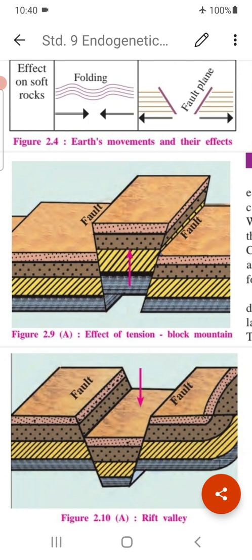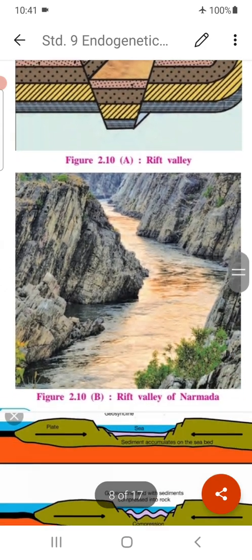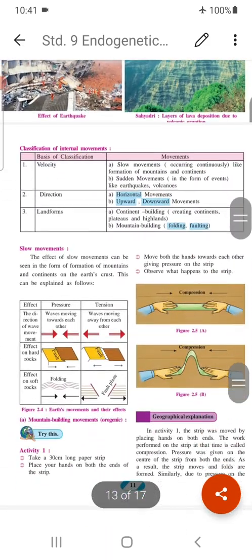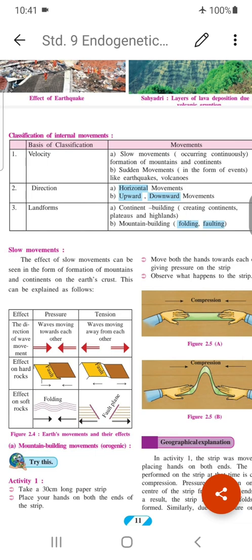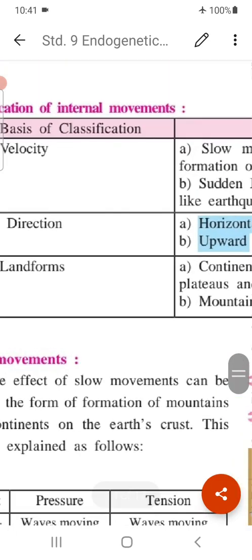called disasters. Fine. So endogenetic movements, we have seen the introduction of this concept in the previous video. Now let's see the classification of these internal movements. Fine. Here one table is shown. Before that, here are some diagrams shown in our textbook, which we'll study in depth and detail now. Fine. So open page number 11 of your textbook and let's see what all things are given in this chapter. Fine. The classification of endogenetic movements, internal movements.